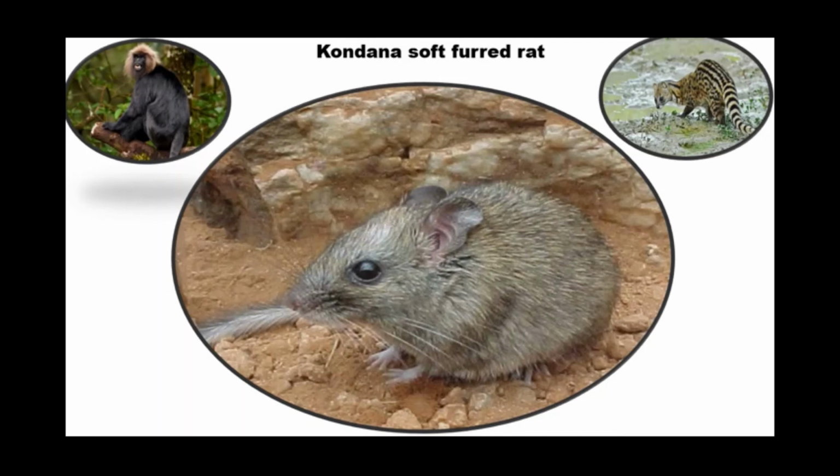Now this is the Kondana soft-furred rat. This large soft-furred rat is only known from Singhur, a small plateau of about 1 square kilometer at 1,270 meters altitude in southwest India. It is also a critically endangered species.